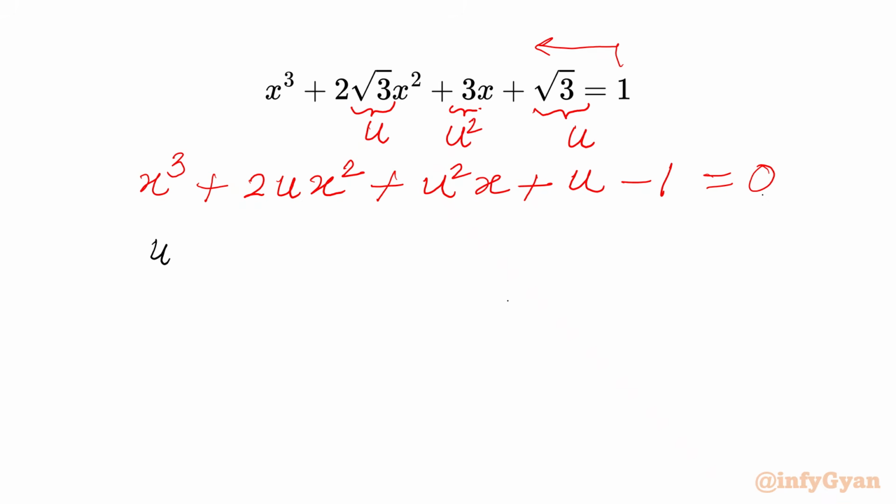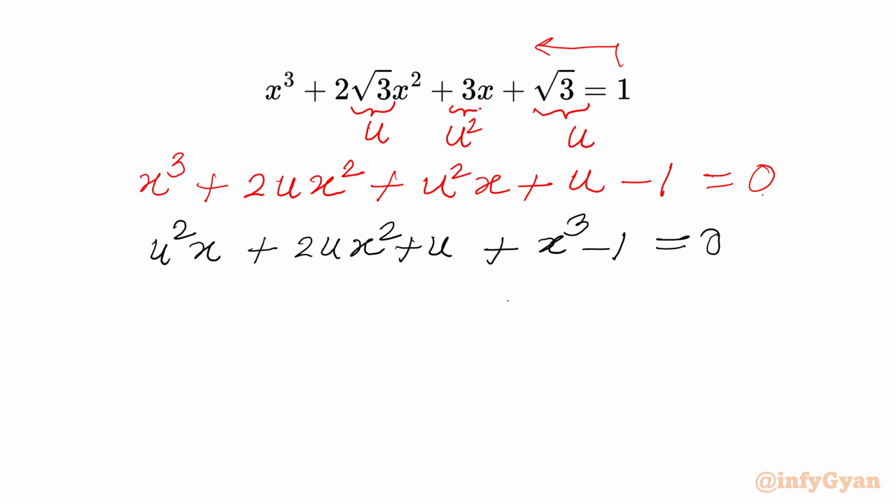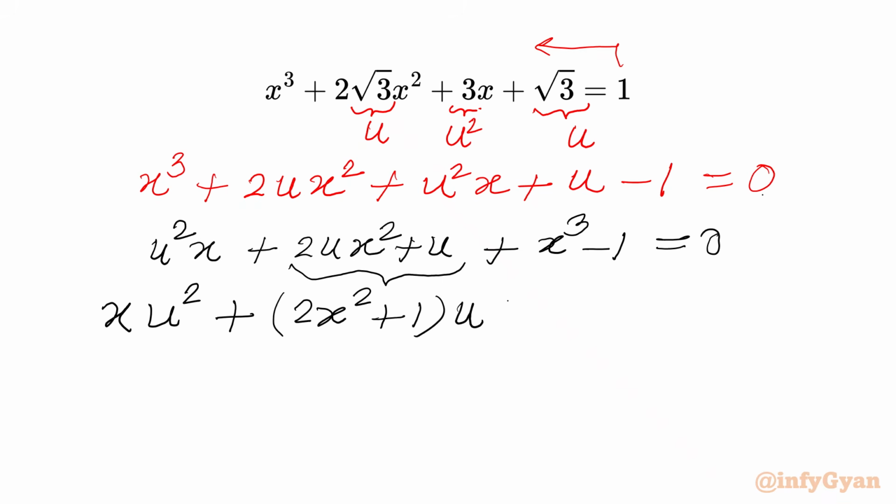Let me write u square x plus 2ux square plus u. Then we have the x cube term with minus 1 equal to 0. Now we will take u common from these terms. So I can write xu square plus 2x square plus 1 times u plus x cube minus 1 equal to 0. Now this is quadratic in u. Now we can use the quadratic formula.